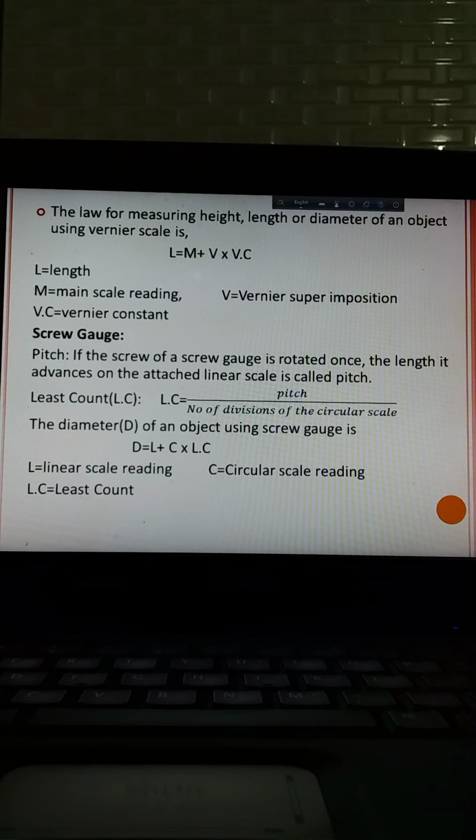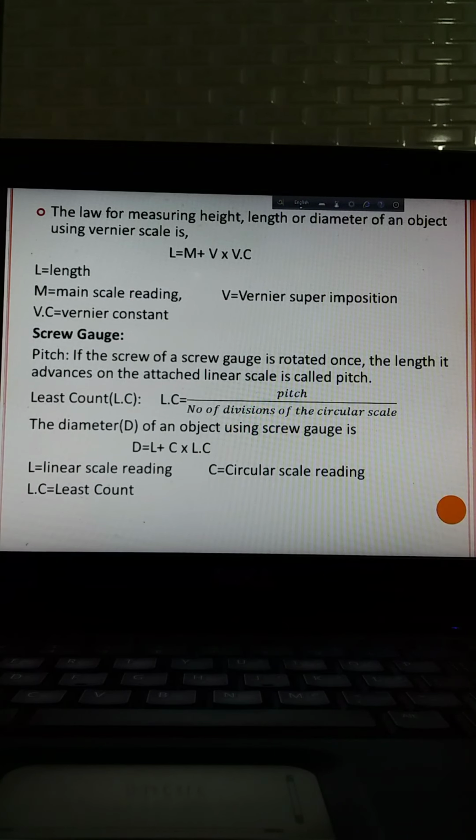Next, another measuring instrument is the screw gauge. You have also seen this instrument. What is a screw gauge? This is a measuring instrument that uses a screw. If the screw of a screw gauge is rotated, we can get the value of different objects. In a screw gauge we have to learn about some terms, for example, pitch and least count.